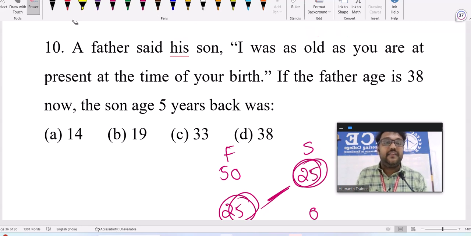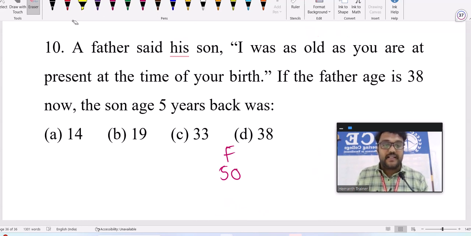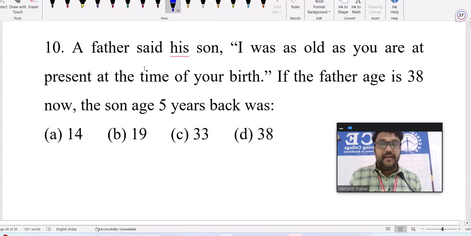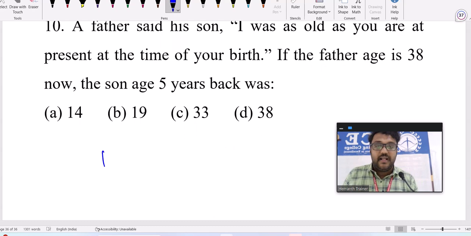Sir, how can you understand directly father equals twice the son? No problem, we'll work with the given question. So see, there are two scenarios, present and the other at the time of son's birth. Present situation, at the time of son's birth. And there are two candidates, father and son.